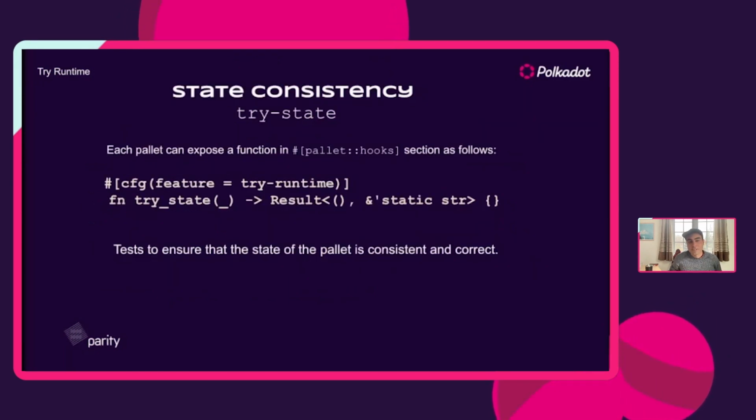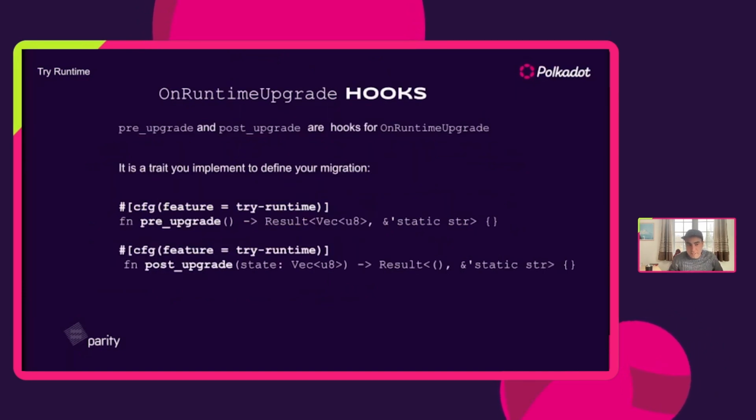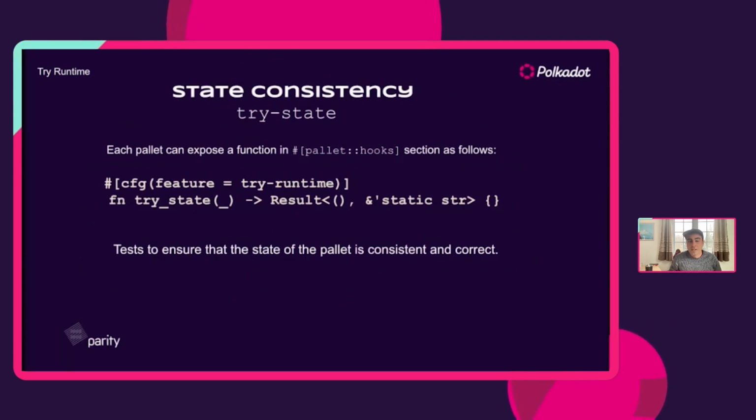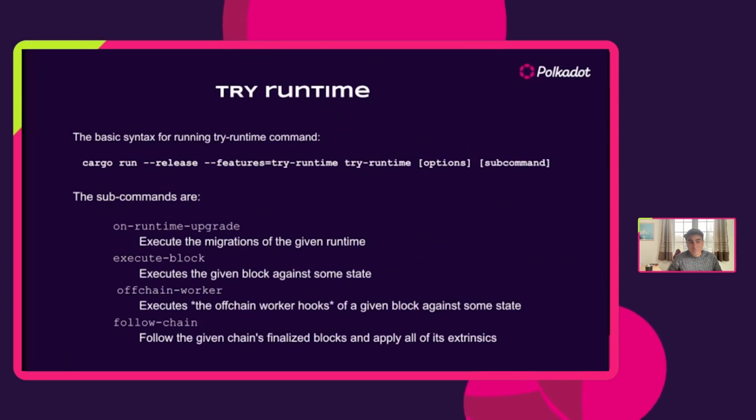Try Runtime also has some other features. We're not limited to on runtime upgrade, the pre-upgrade hooks, and the post-upgrade. There's also another hook that would go inside of your pallet hooks. It's called try-state, and that hook can be used if you want to test that your pallet state is consistent and correct. So you can write some checks inside of try-state.